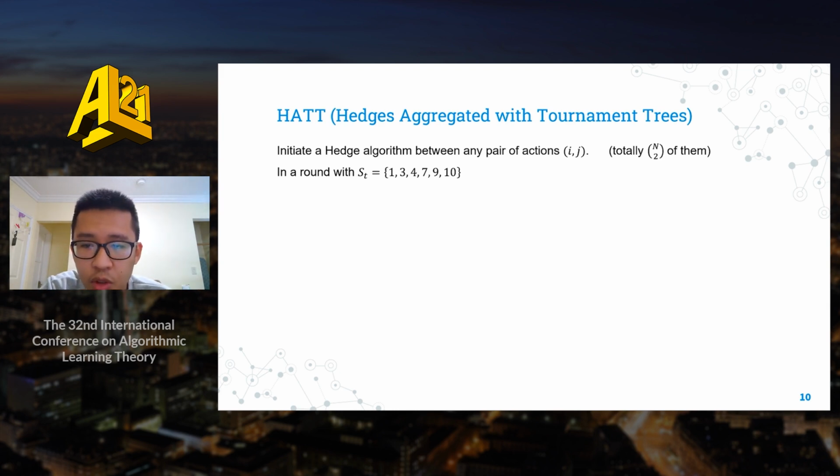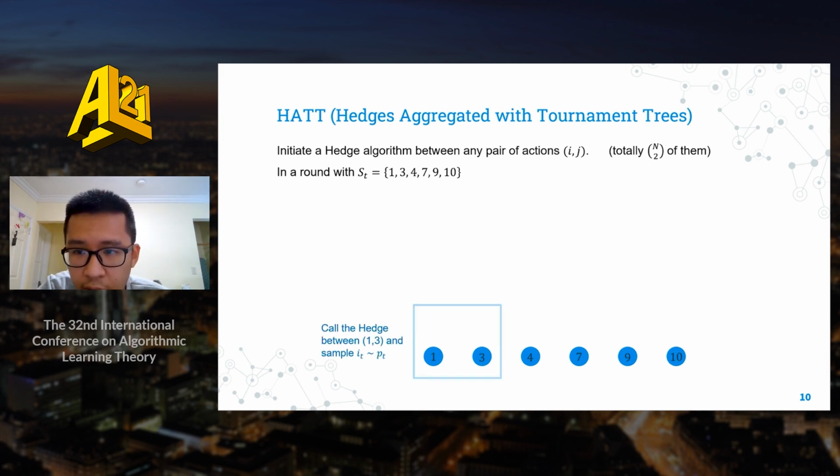Below, we give an example, assuming that the available action set consists of 1, 3, 4, 7, 9, 10. We place the individual actions at the bottom level. Then we pair the actions. Here we pair 1 with 3, 4 with 7, and 9 with 10. For each pair, we call the corresponding hedge instance. For example, we call the hedge that involves actions 1 and 3 here. And recall that the hedge algorithm will maintain a distribution between the two actions. We simply sample from that distribution and let the one that is sampled go to the next level. Similarly, we can do it for all pairs.